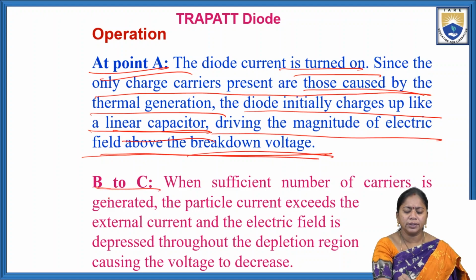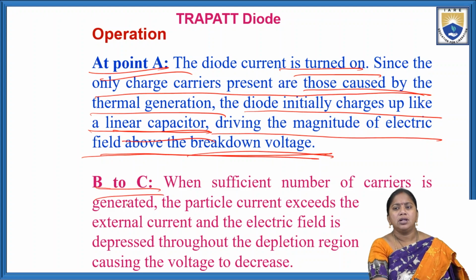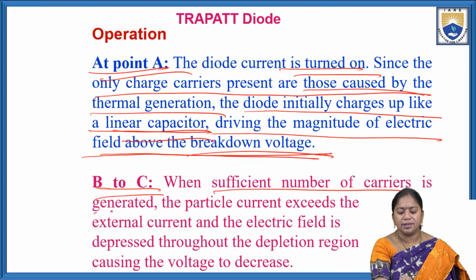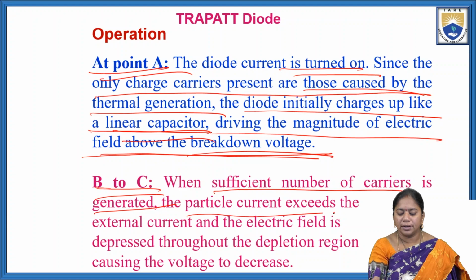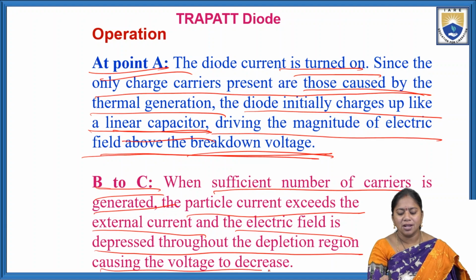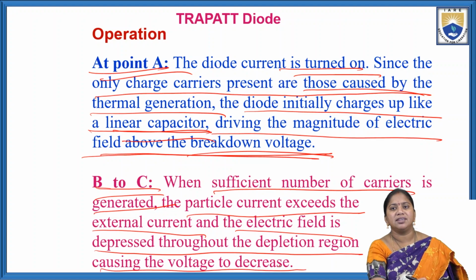The second one is B to C. When a sufficient number of carriers is generated in the region B to C, the particle current exceeds the external current and the electric field is depressed throughout the depletion region, causing the voltage to decrease.